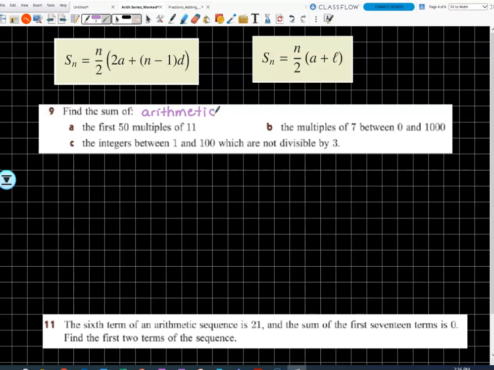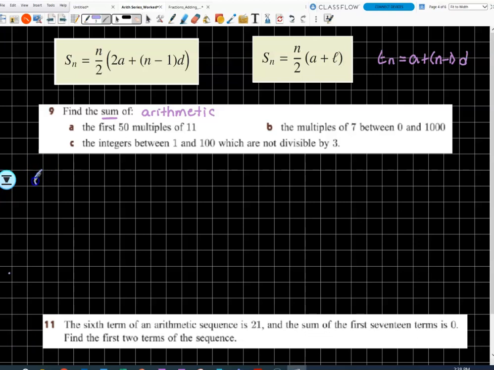So we want to find the sum, and as soon as we see sum, then we're looking at these two formulas. We know that sometimes when we use these formulas, we still have to use the general term of an arithmetic, which is this. So let's see how we go with question 9.